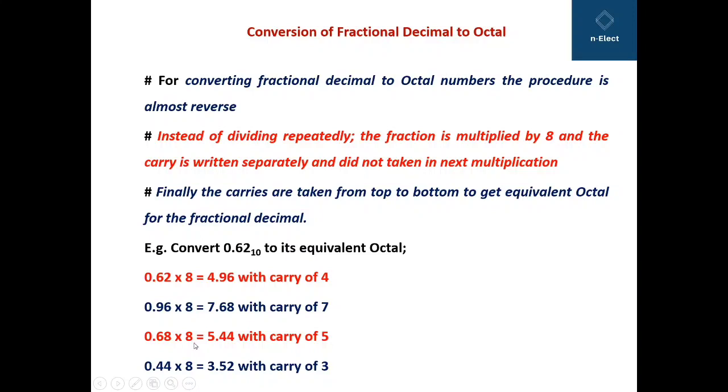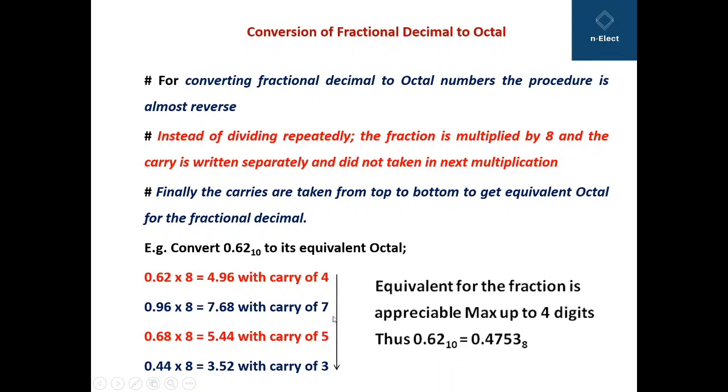0.68 again multiplied by 8, we are getting 5.44. 5, which is coming before the point, will be treated as a carry, so we have written with carry of 5. 0.44 we have taken here, multiplied by 8, and we have got here 3.52 with carry of 3. We can continue this, but the multiplication up to 4 remainders is appreciable, so you can stop after 4 steps. And all these carries are to be counted in a downward direction.